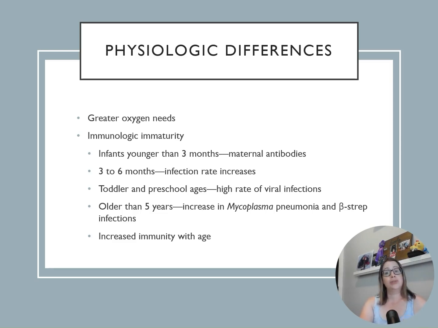Children also have shorter eustachian tubes, or ear tubes, that put them at higher risk of otitis media, or ear infections, which are very common in toddlers, along with tonsillitis. Around 5 or so, those viral infections will decrease, and then we start to see more mycoplasma, or walking pneumonia, and also group A strep, or strep throat.